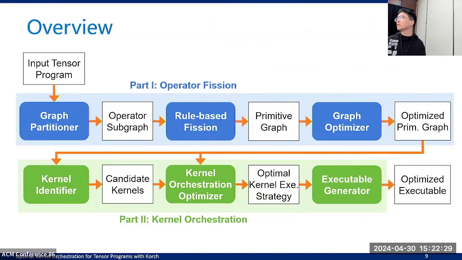All right, and this is an overview of the Korch compiler. First, we have an input tensor program, and we'll do some graph partitioning to get several subgraphs. First, Korch will apply operator fission to decompose it into a primitive graph and use some graph optimizer to do primitive graph level transformations. After that is the second part, kernel orchestration. First, Korch will identify all the candidate kernels and use a kernel orchestration optimizer to find the optimal kernel execution strategy. And in the end, we'll generate the optimized executable.